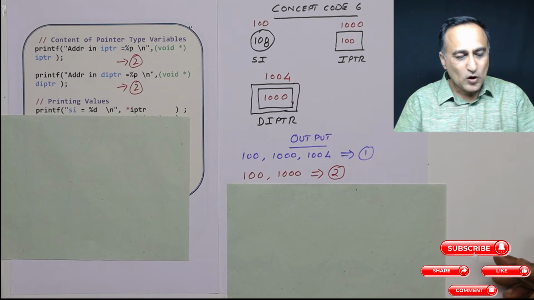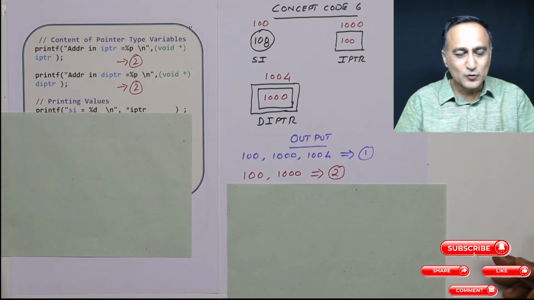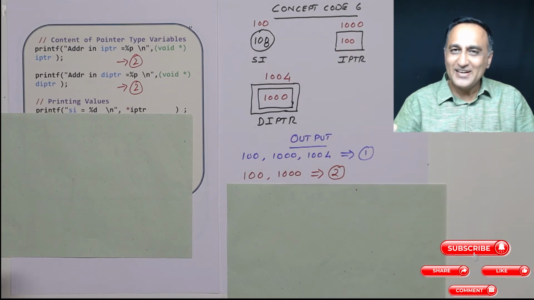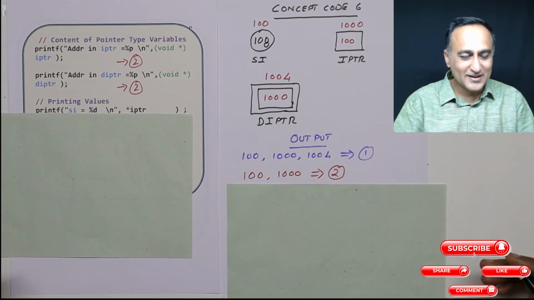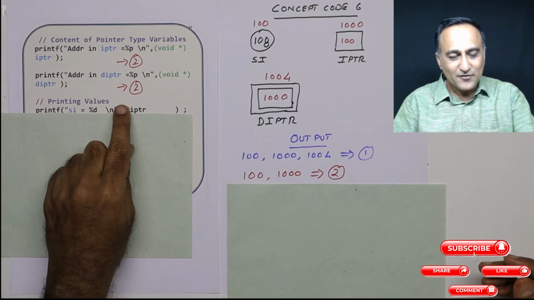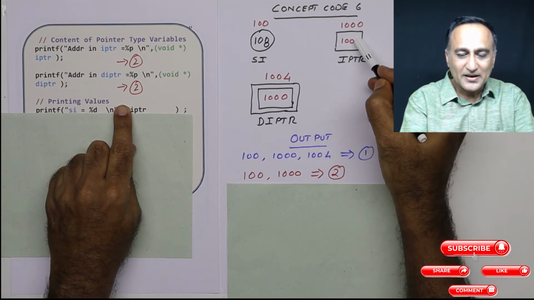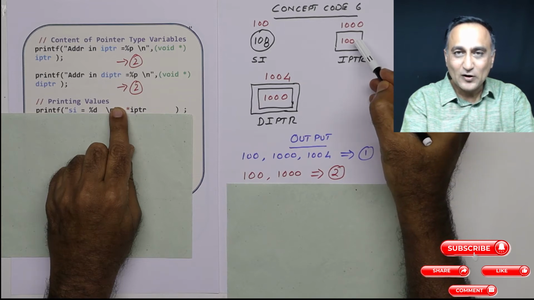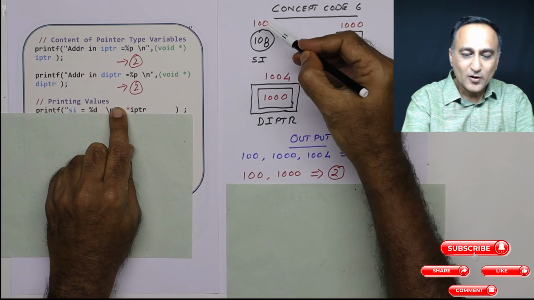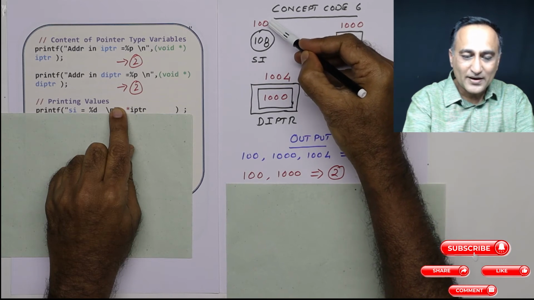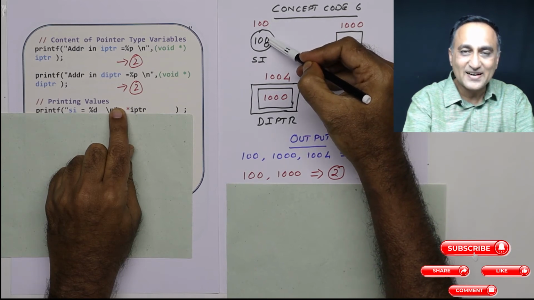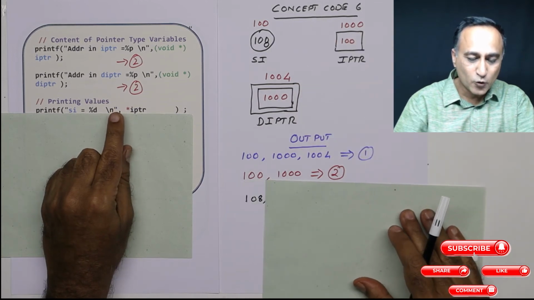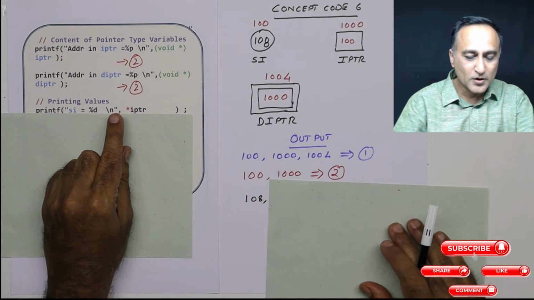Now let's go about printing the values of si in different mechanisms. This is how you'll really understand pointers. If I say iptr, it will print 100. *iptr, what is the content or value at address 100? Because of the star, it is 108. So it's going to print 108 as the first output. Alright, so we look good here.